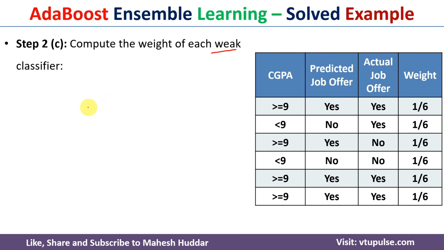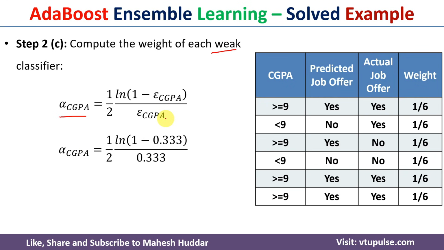Once you calculate the weighted error, the next step is to calculate the weight for each weak classifier, which can be calculated using this equation. The weight for the weak classifier, alpha_CGPA, is equal to 1 by 2 times the natural logarithm of (1 minus weighted error) divided by weighted error. The weighted error is already calculated, so we put that value in and get the weight for the weak classifier, which is equal to 0.347.